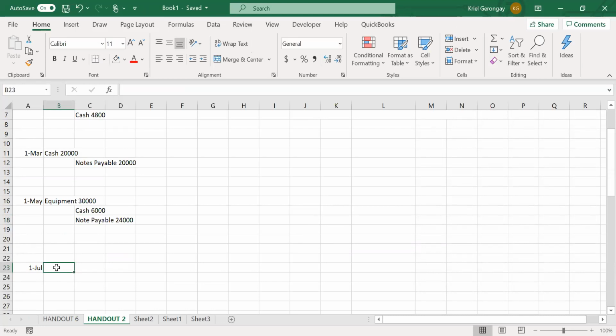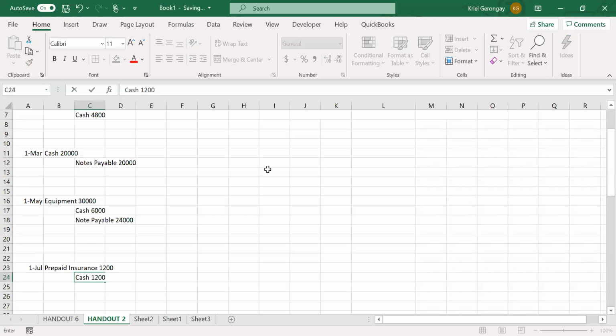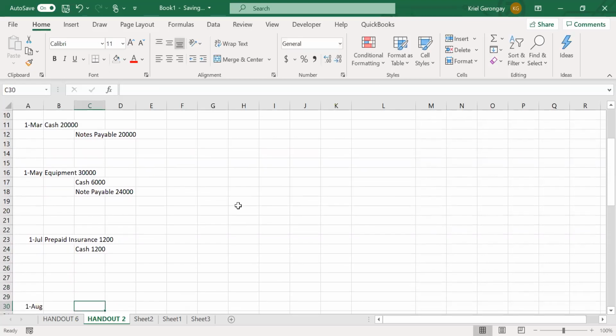Then for July 1st, you purchased a 3-year comprehensive insurance policy for $1,200. Since you're paying it for the future for an additional 3 years, it will be prepaid insurance for $1,200. And then you would credit cash for $1,200. So that's that one.